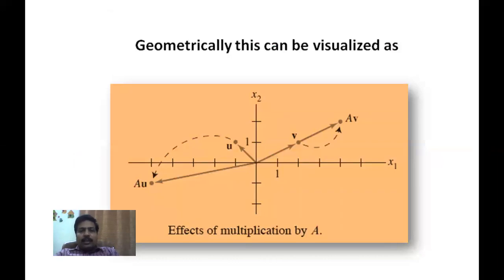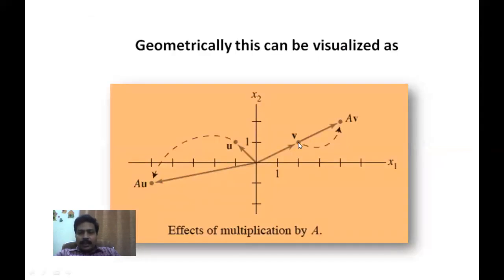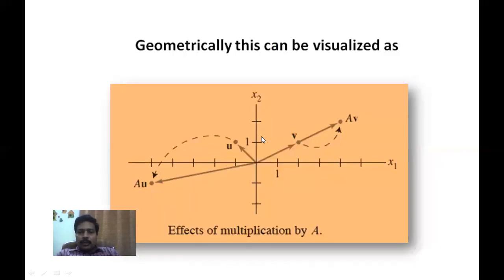So geometrically, this can be visualized like this. This is our V. V is given as (2, 1), that's why it is plotted here. After multiplying with A, AV is (4, 2). So we can observe that it is in the same direction. So the magnitude of V is enhanced by multiplying with A.